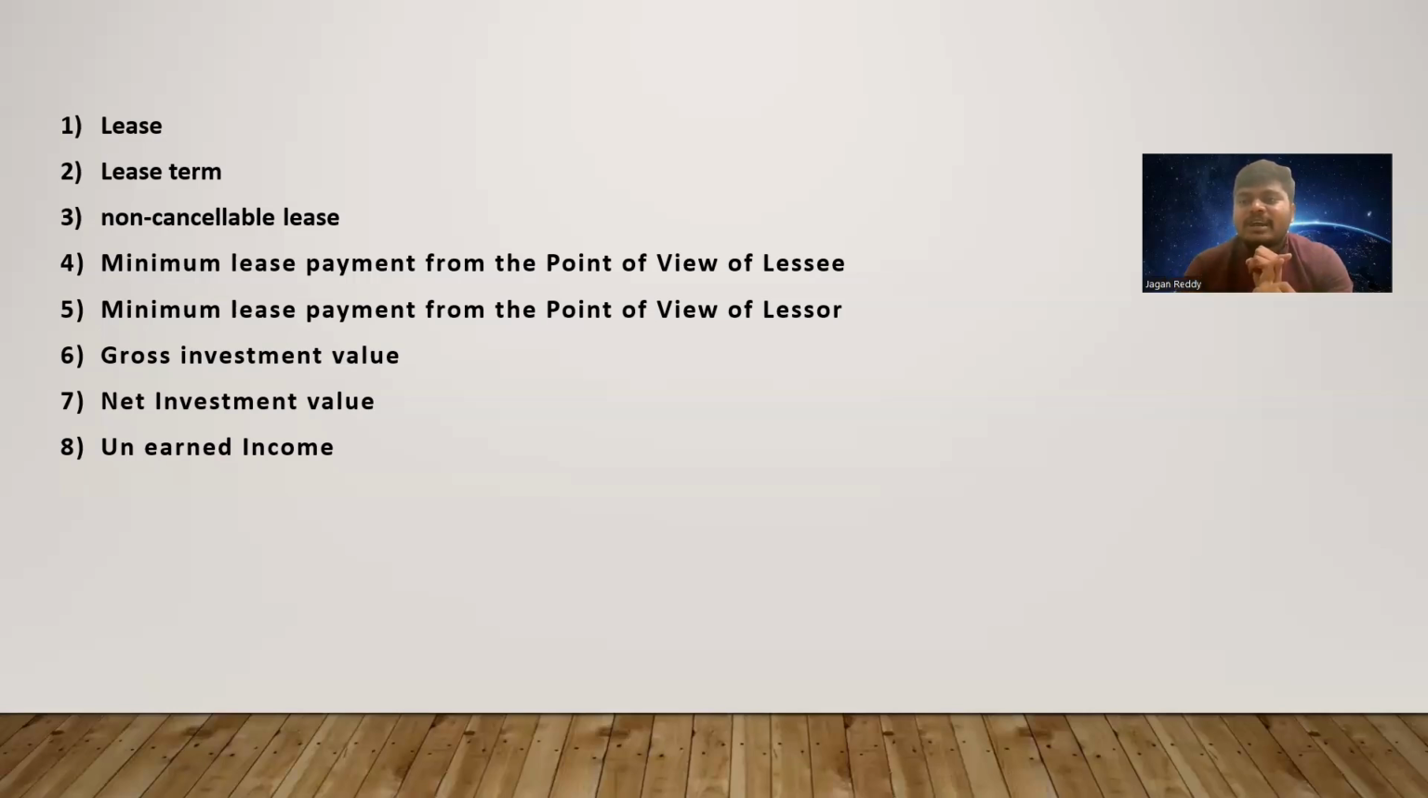Whereas with respect to gross investment value, it is nothing but MLP plus unguaranteed residual value. Otherwise, all monthly rental incomes plus residual value is called gross investment value. Whereas net investment value is nothing but present value of gross investment value. That is called present value of lease rentals plus present value of guaranteed residual values. Whereas unearned income is nothing but gross investment value minus net investment value. Please remember this formula. Unearned income is nothing but interest. The interest is equal to gross investment value minus net investment value.